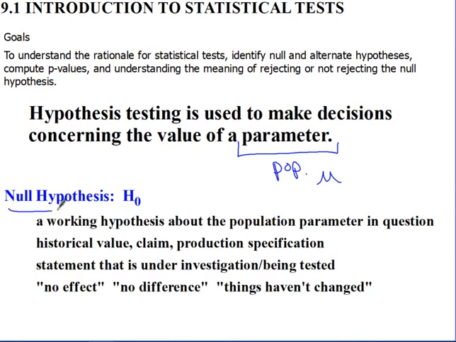Our null hypothesis, which is always H with a little zero below it, H naught, is a working hypothesis about the population parameter in question: a historical value, claim, or production specification. It is the statement that is under investigation or being tested, and it is either a no effect, no difference, or that things haven't changed.